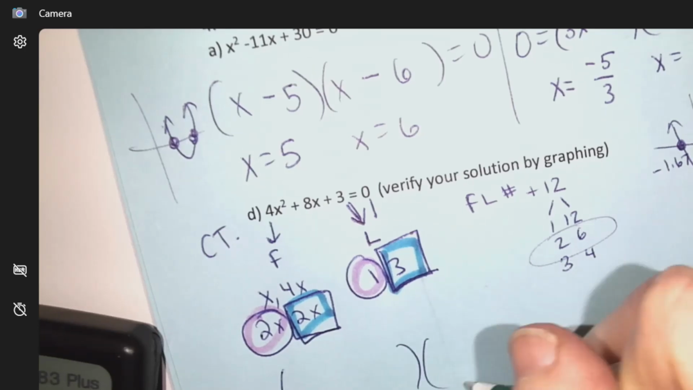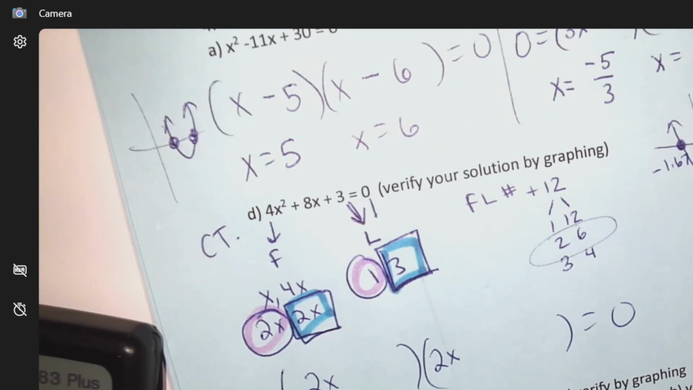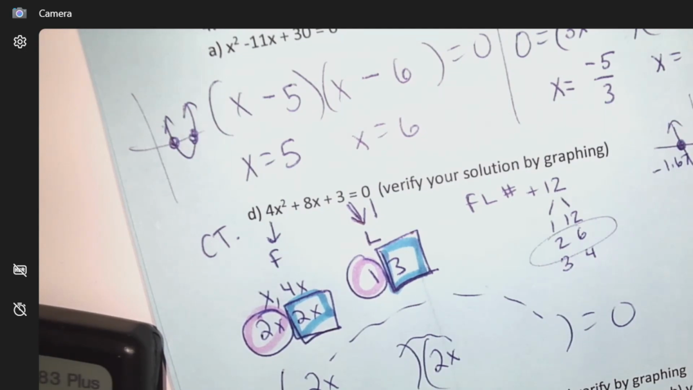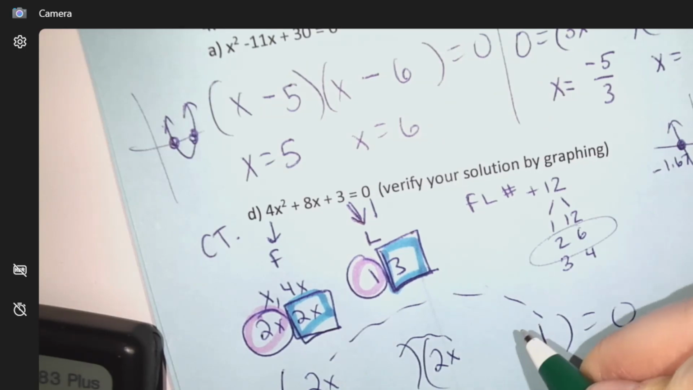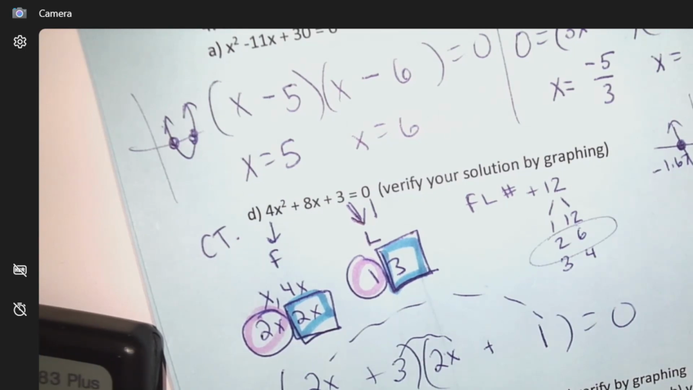Okay, so brackets. 2x times 2x, front. First times first, boom, 4x squared. FOIL. So what am I setting up here? The 2x needs to go with a 1, and this 2x needs to go with a 3. Do you see your FOIL components? 2x outside, 6x inside, that's my 8x. The last times the last is 3.